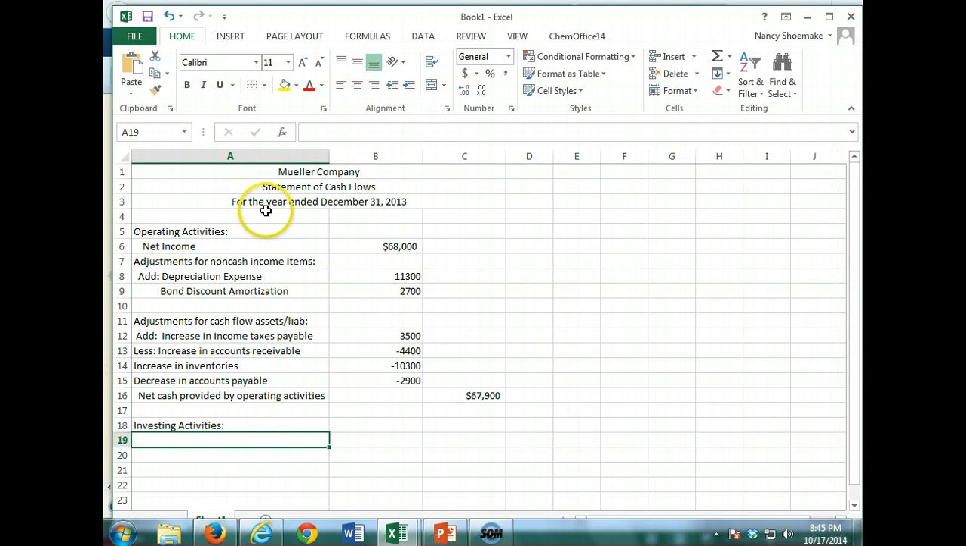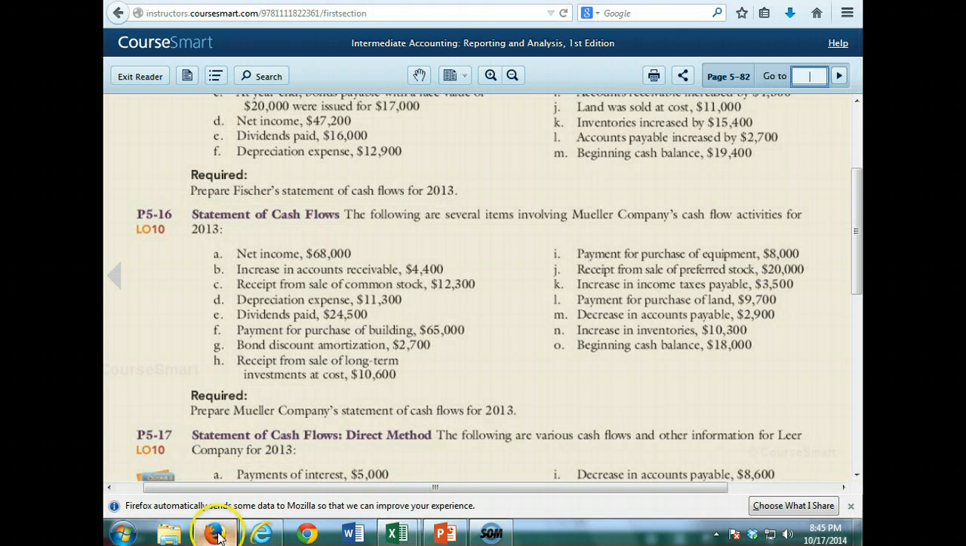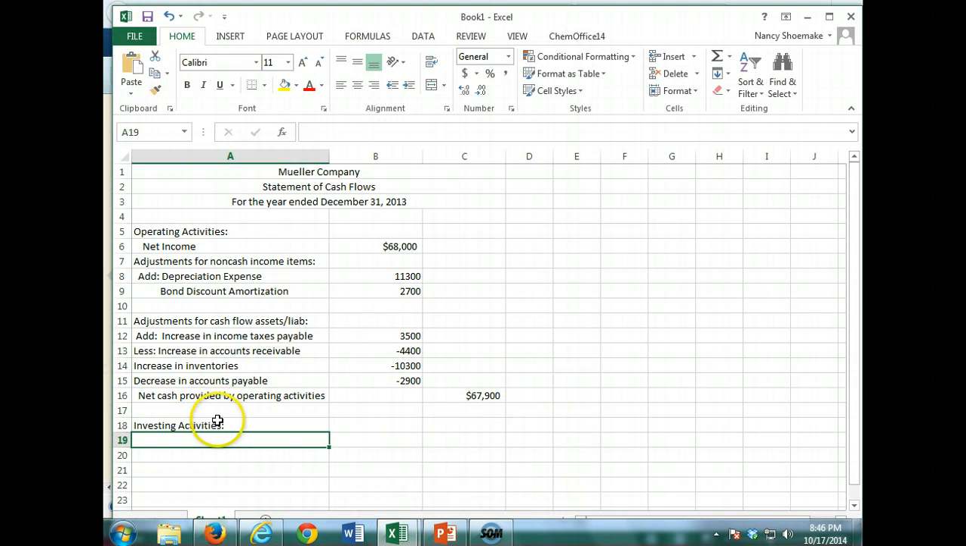Go on. So now let's look at our investing activities, guys. Remember when we were looking here, we saw a couple things that were related to investments? Purchase of building, long-term investments, purchase of equipment, purchase of land. What do you think about all those, guys? That's related to investing activities.